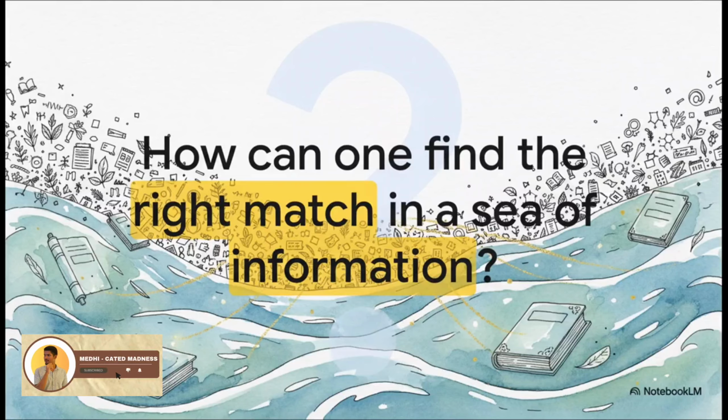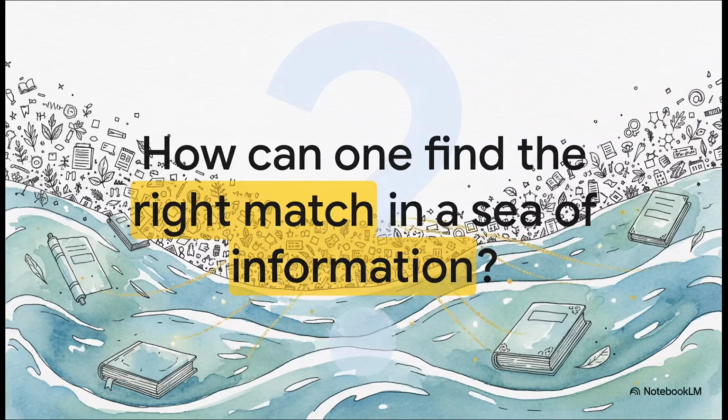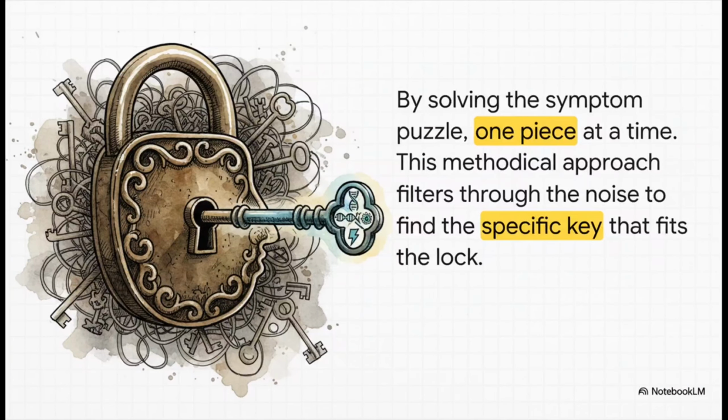Which, of course, brings us right back to the question we started with. If every tiny detail is a critical piece of the puzzle, and the Materia Medica has thousands and thousands of these clues, how is it even possible to find the right match in that overwhelming flood of information? And the answer really lies in the method itself. You do it by solving the symptom puzzle one piece at a time. By methodically layering the constitution, the cause, and that complete mental and physical portrait, a practitioner can start to filter out all the noise and find that one specific key that's going to fit the lock. It's a process of bringing order to chaos, one clue at a time.